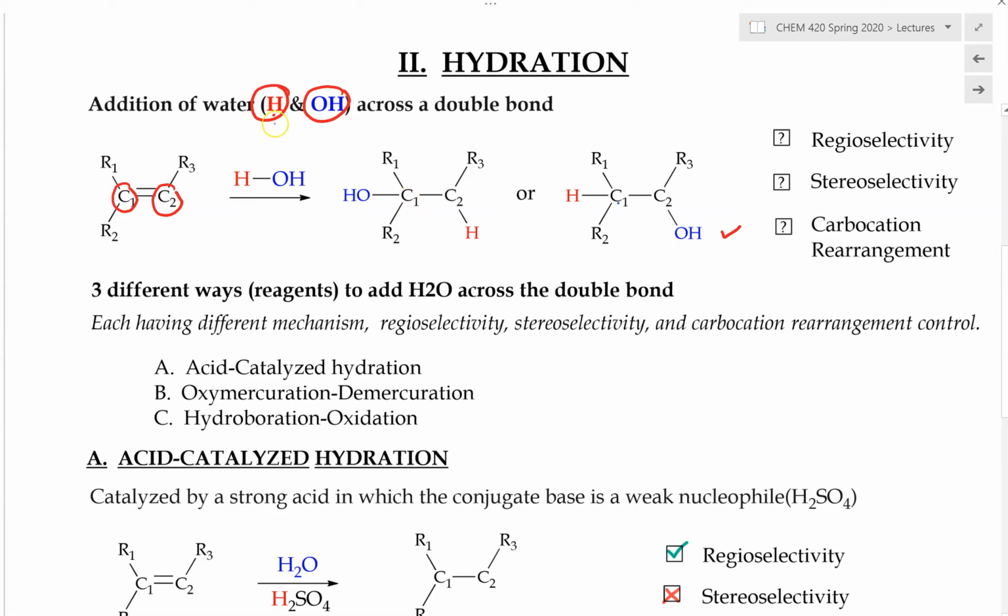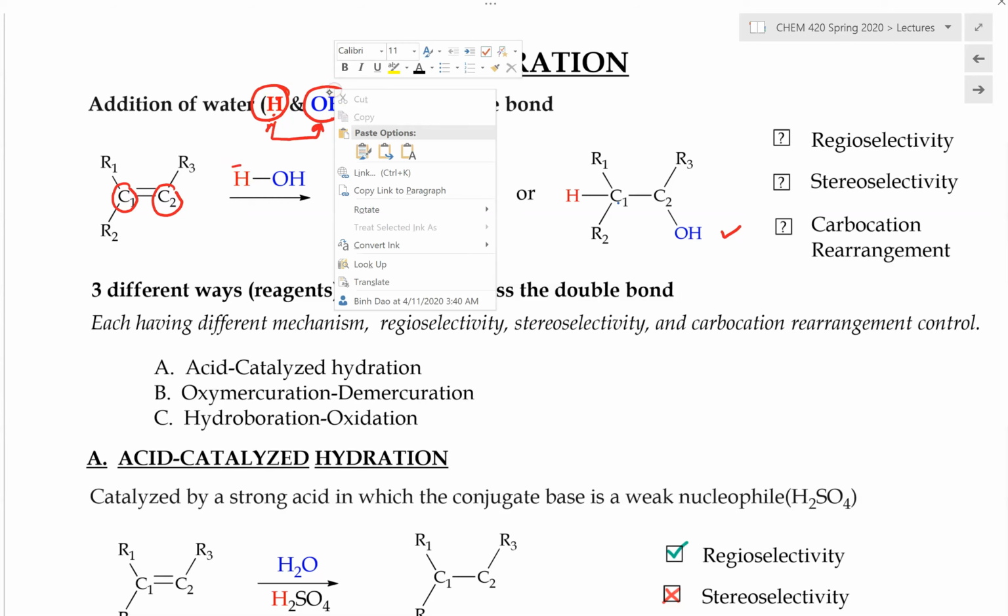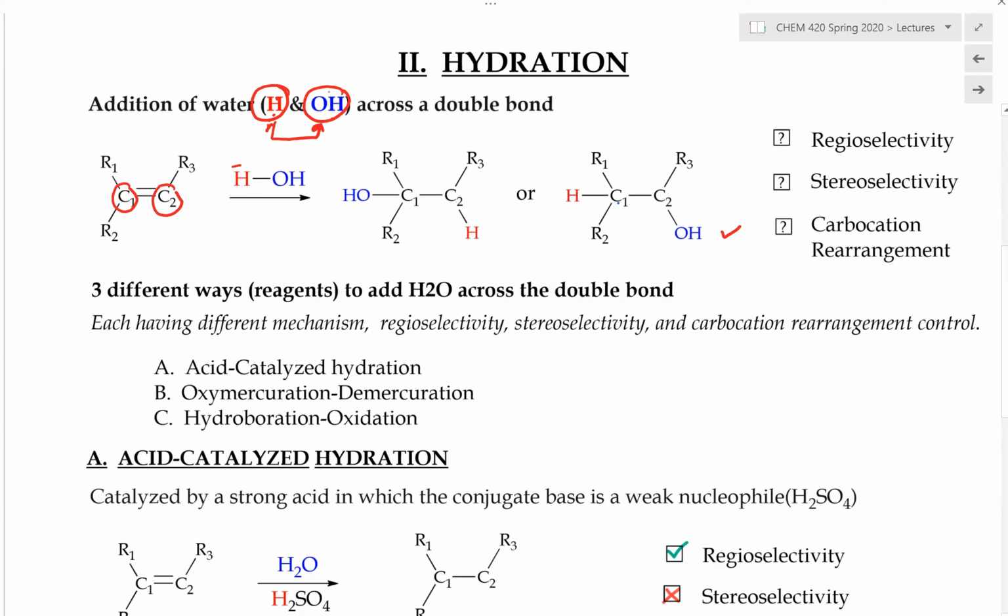Please take note that the hydrogen and the hydroxy group are actually not from the same molecule, water. Hydrogen is being added through one reagent and the hydroxy group comes from another chemical substance. But we call this hydration reaction because overall, water, a hydrogen and a hydroxy group, is being added to the double bond. There are three different sets of reagents for how we can add water across the double bond, and each of these methods has a different reaction mechanism.